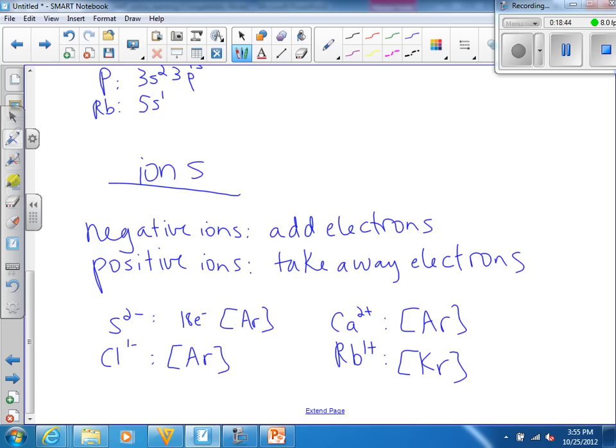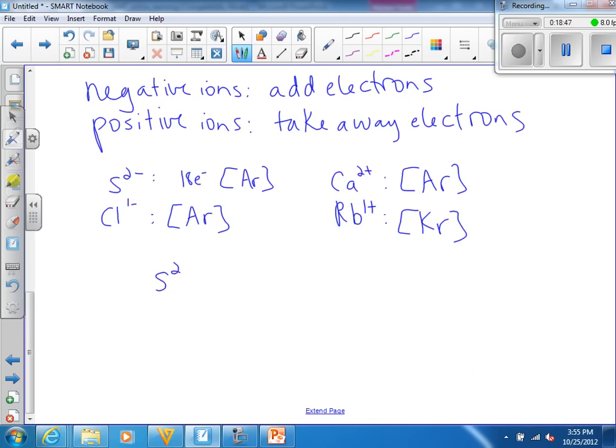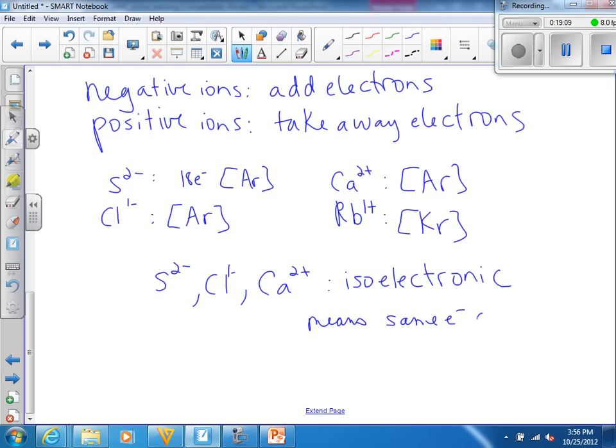Now, do you notice that S2 minus, Cl1 minus, and Ca2 plus all have the same configuration? Did you see that? They all have the configuration for argon. That's called isoelectronic. Isoelectronic means same electron configuration.